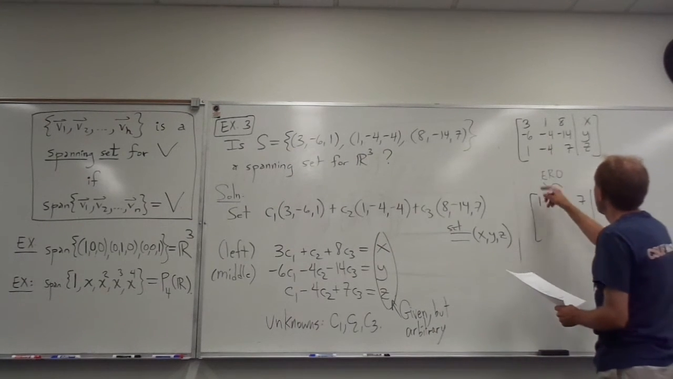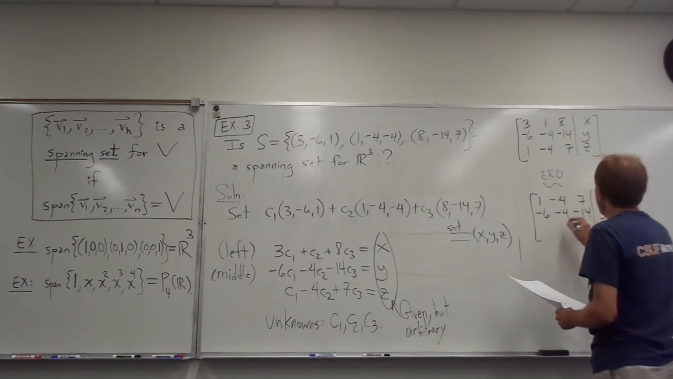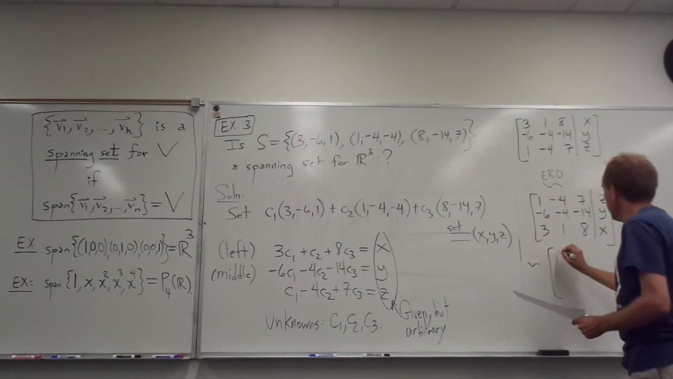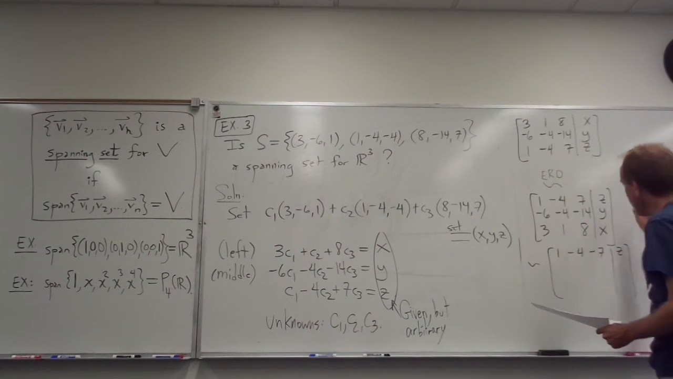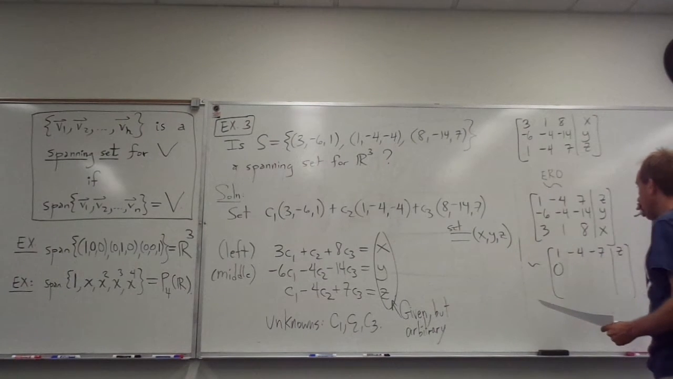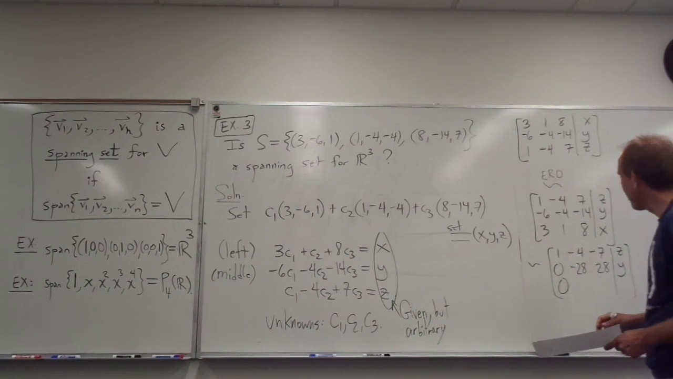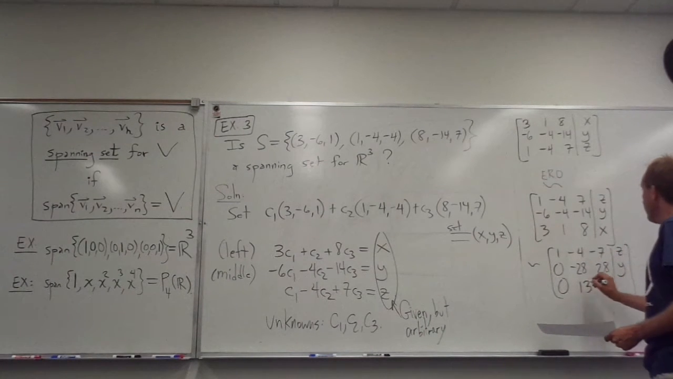So I'm going to put the third row first. I'll leave the second row where it was. And then I'll put the first row third. Now I'm going to go ahead and add 6 times the first row to the second row. It would be -28 and 28 and y. And then -3 times the first row, I'm going to add that to the third row.